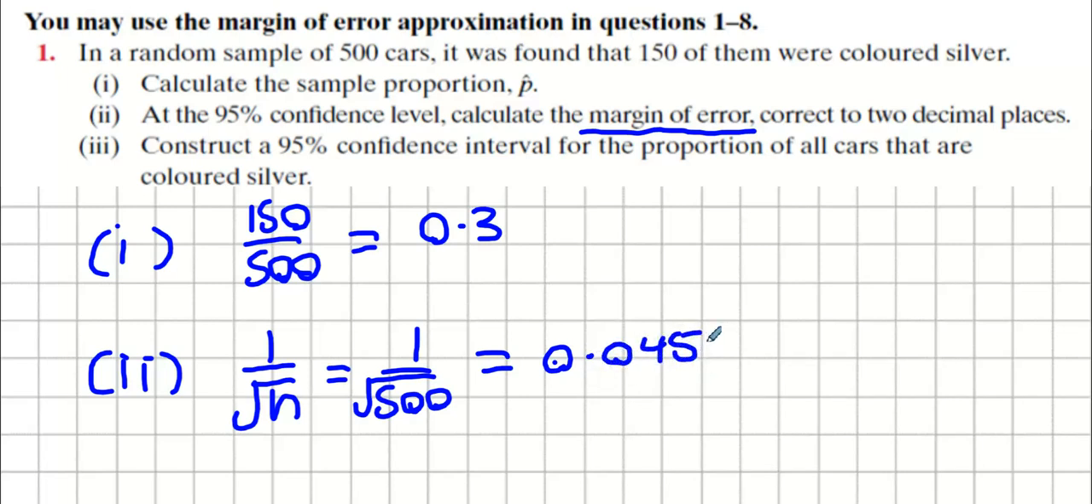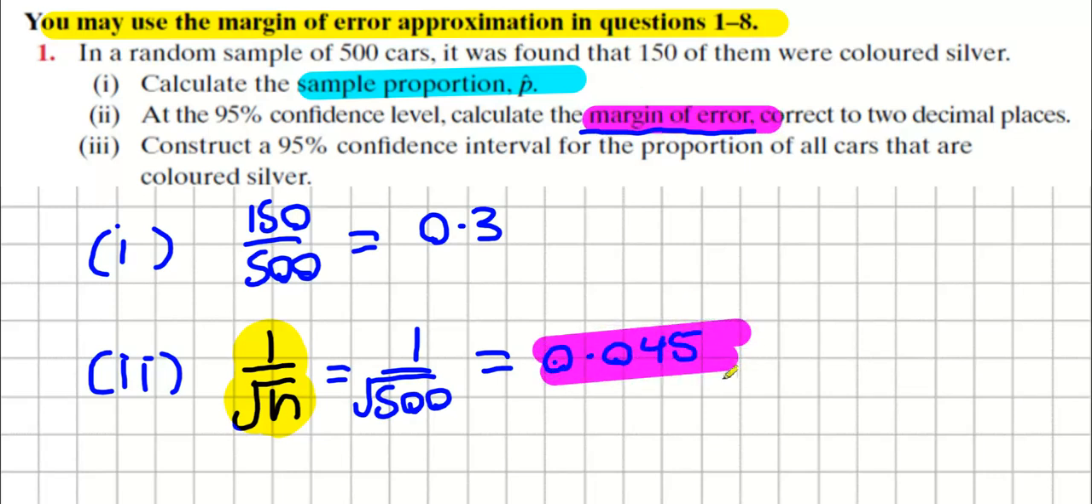Okay. Now, just a quick note on the language here. For questions 1 to 6, you may use the margin of error approximation. The margin of error approximation is 1 over root n. Everybody got that? From question 9 onwards, we're going to use more accurate methods. This was like the learning method. Now, notice the language. See the way it says proportion? That's a key word. If you want to make note of that somewhere, please do. When you see the word proportion, this is one of your methods. And what we've done there is the margin of error, and that's 0.045.